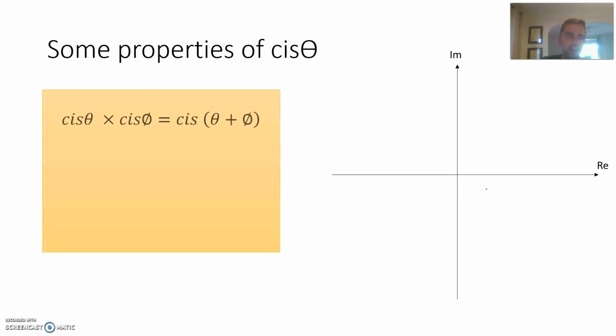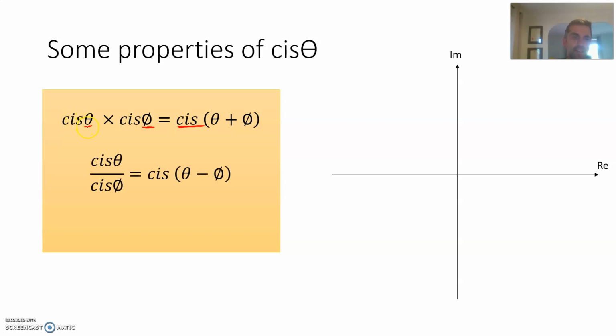So the first property is that if you multiply two cis values, so cis of theta and cis of phi, then we can actually combine that into one cis of theta plus phi. So this is basically saying cos of theta plus i times sine of theta, if we multiply that by cos of phi plus i times sine of phi, that's the same as cos of theta plus phi plus i times sine of theta plus phi. So this comes out of our trig identities, but that is a really useful little thing there.